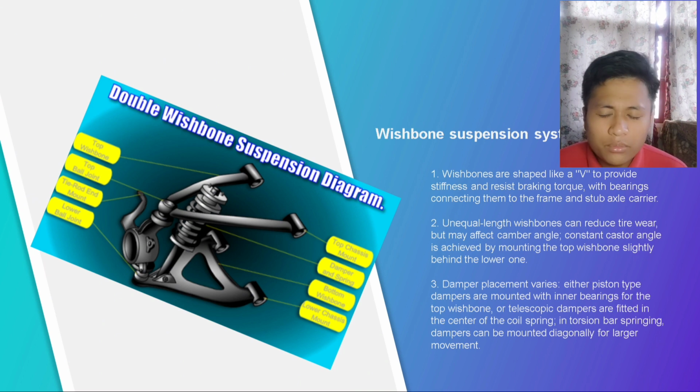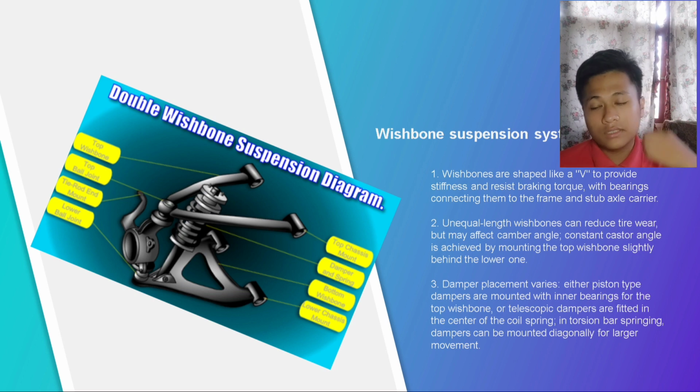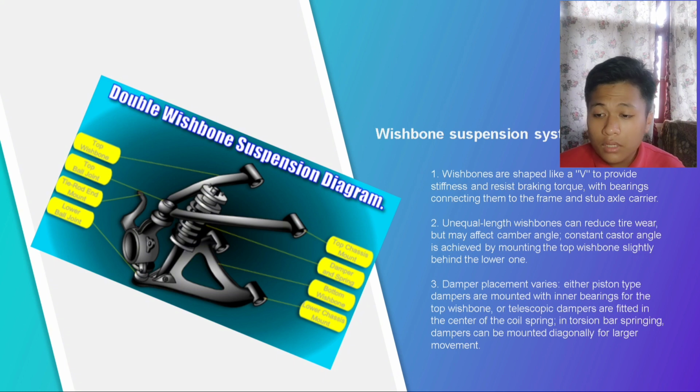The wishbone axis is sometimes inclined toward the rear. Either the piston type damper is mounted to incorporate the inner bearing for the top wishbone, or a telescopic damper is fitted in the center of the coil spring. In cases where torsion bar springing is used, a large movement of the telescopic damper can be achieved by mounting the damper diagonally. The lower end is connected to the outer end of the lower wishbone, and the upper end to a point on the frame just above the upper wishbone.